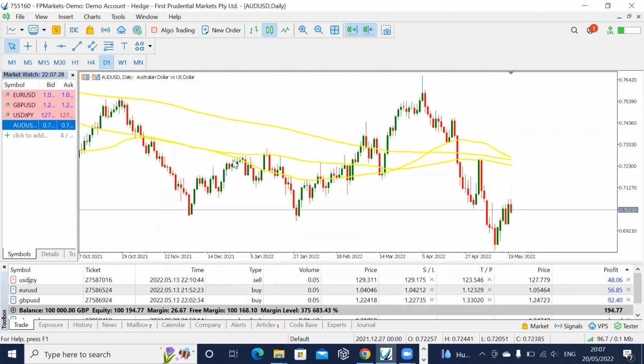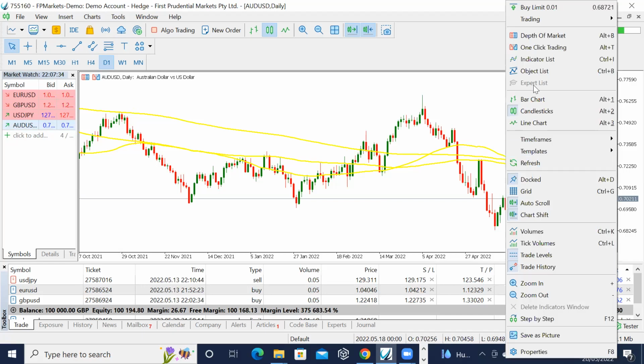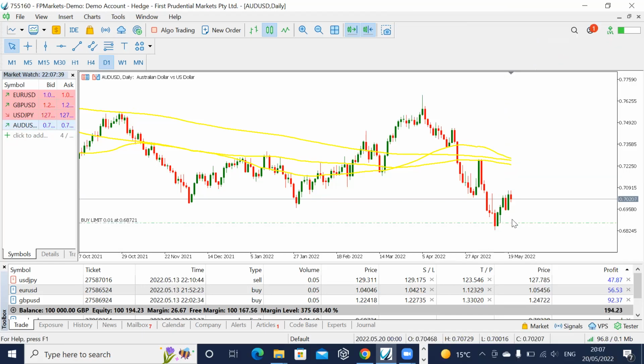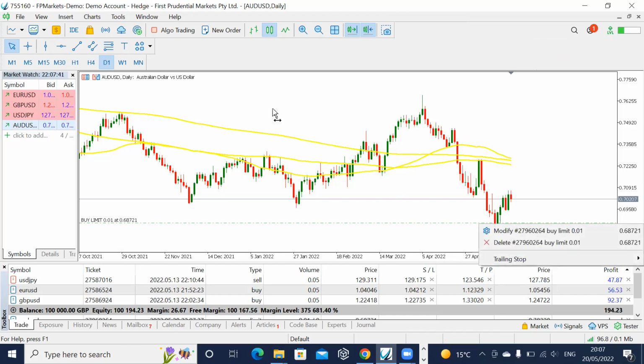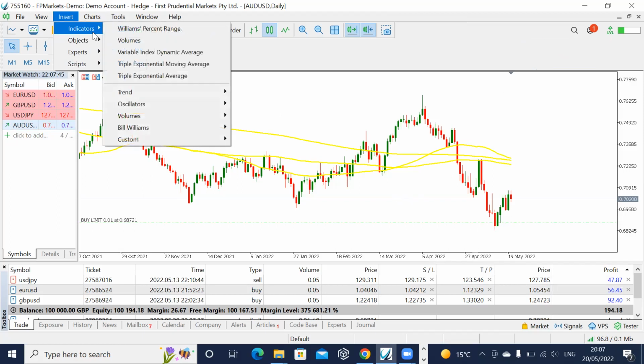So if I've got Aussie USD, the potential is that it's coming back down. I could actually put a buy here, which we call a buy limit. What I'm going to do now is put a stop loss in. I could go to an average true range. This is what we call an average true range.